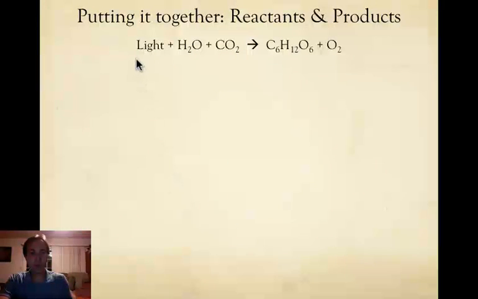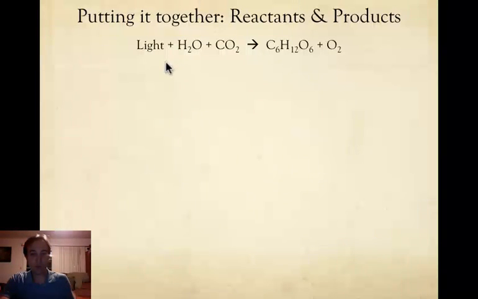So that is photosynthesis in a nutshell. Let's do a little bit of practice right now. So let's put it together. What I would like you to do right now is, first of all, copy down this equation, and then I would like you to label for the reactants and for the products in which process do they take part.